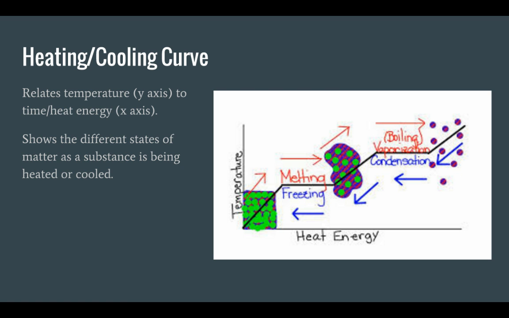We have these things called heating and cooling curves. Essentially, it just relates our temperature on the y-axis to how much time or the amount of heat there is on the x-axis. And it shows the different states of matter of a substance as it's being heated or cooled. In this case, we're adding heat energy as we go to the right. And you can see it's a solid down here, and a liquid over here, and a gas up here. Now, what you might find interesting are these horizontal lines in the middle, where it says melting and freezing and boiling and condensation. We'll get to what that means in a second.